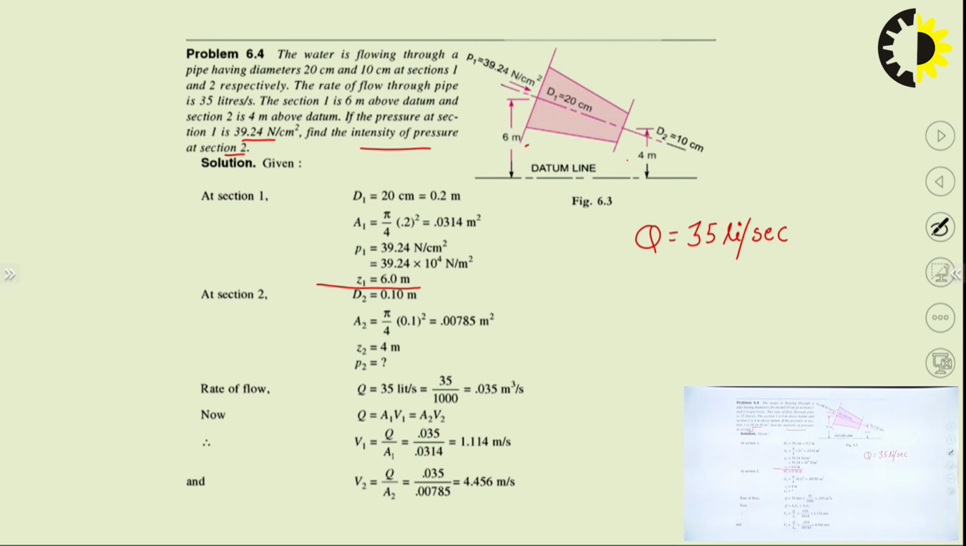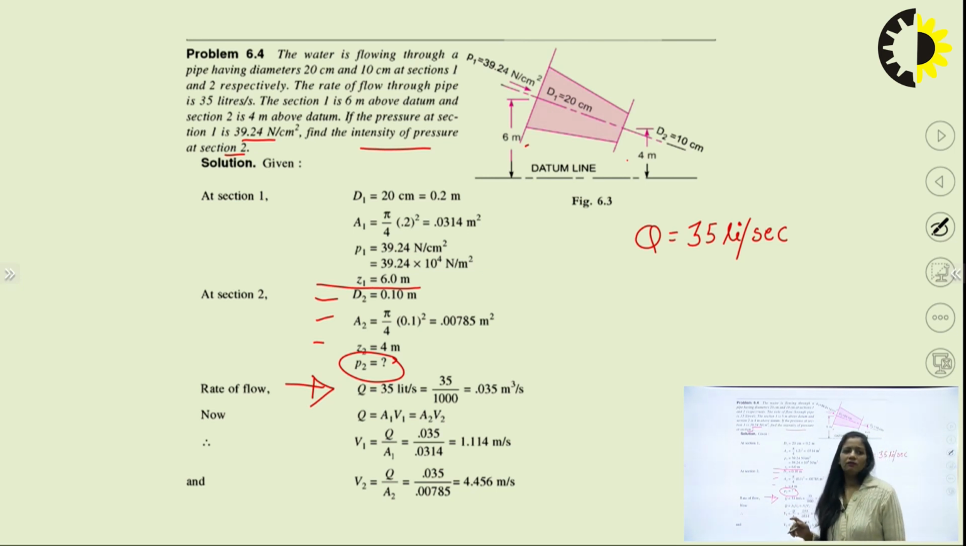Now go to section number 2. Here D2 is given, so you can calculate A2. Z2 is also known to you. You just need to calculate the pressure at section number 2. The rate of flow is also given, 35 liters per second, that will be equal to 0.035 meter cube per second.